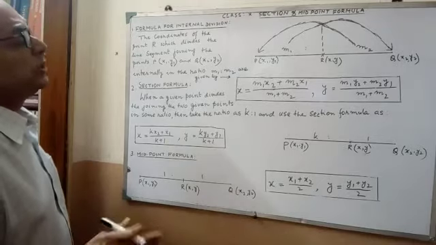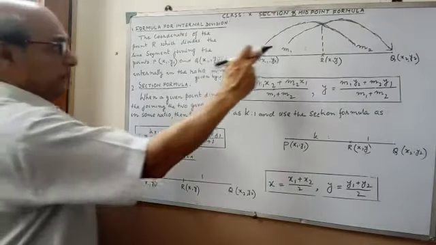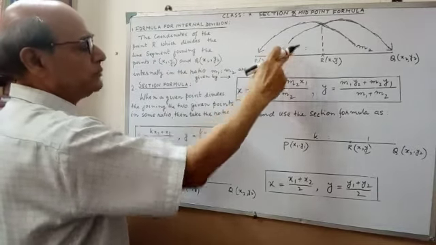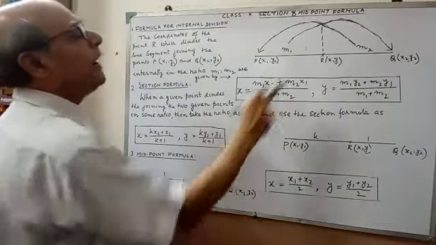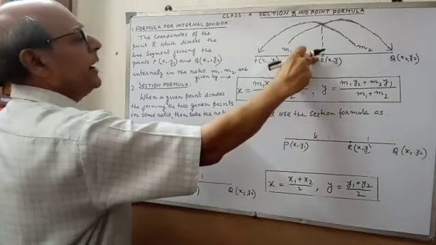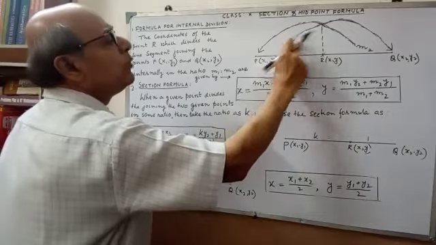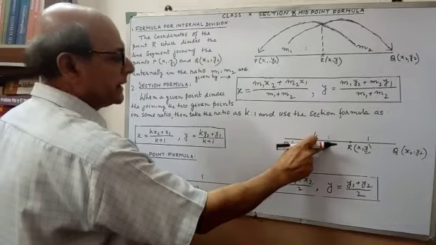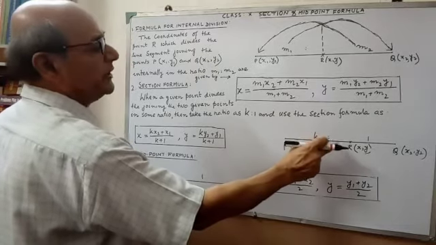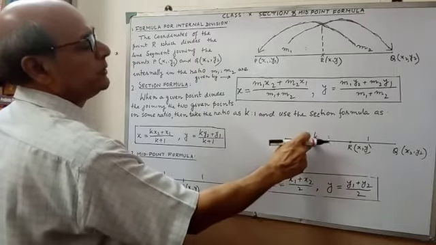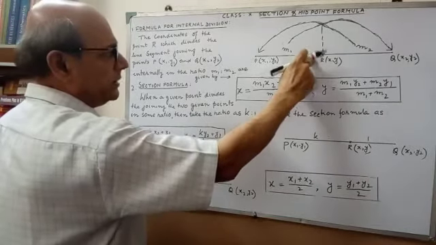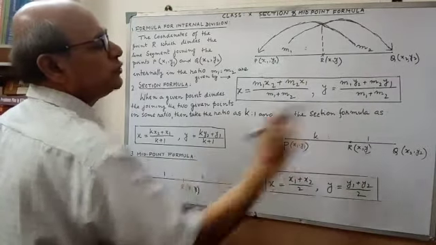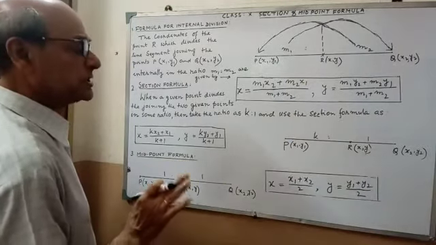But one thing you may be confused about: when will the ratio be m1 is to m2 and when k is to 1? When the coordinates are required, then the ratio is m1 is to m2. When the ratio is required, then the ratio will be k is to 1. Coordinates required, then m1 is to m2; ratio required, then k is to 1. Don't be confused, this is a vital point.